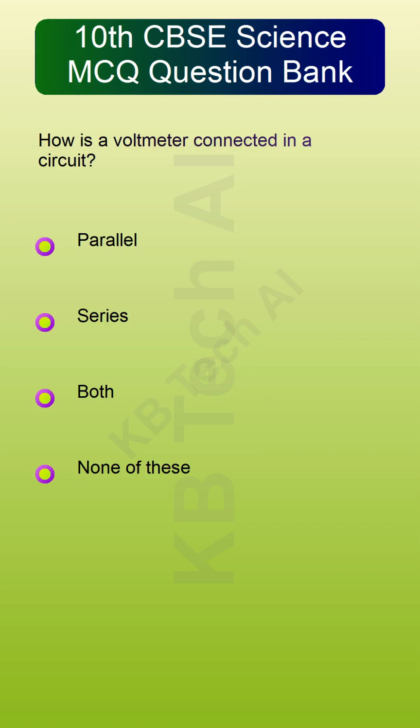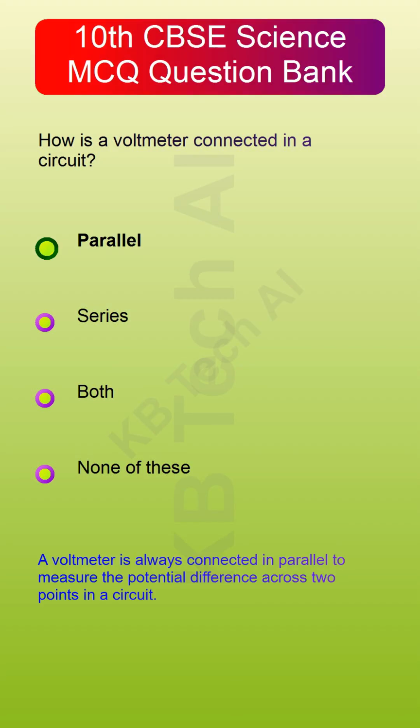How is a voltmeter connected in a circuit? Option 1, parallel, option 2, series, option 3, both, option 4, none of these. The answer is, option 1, parallel.